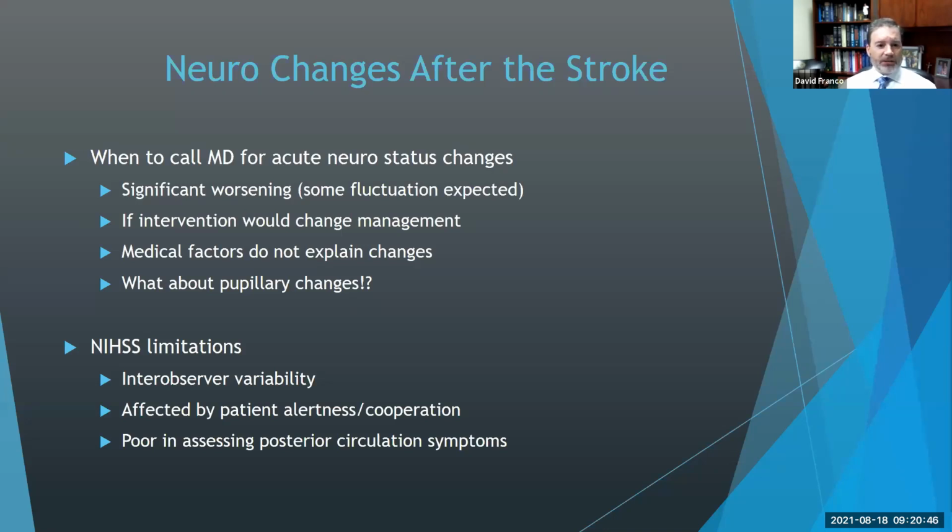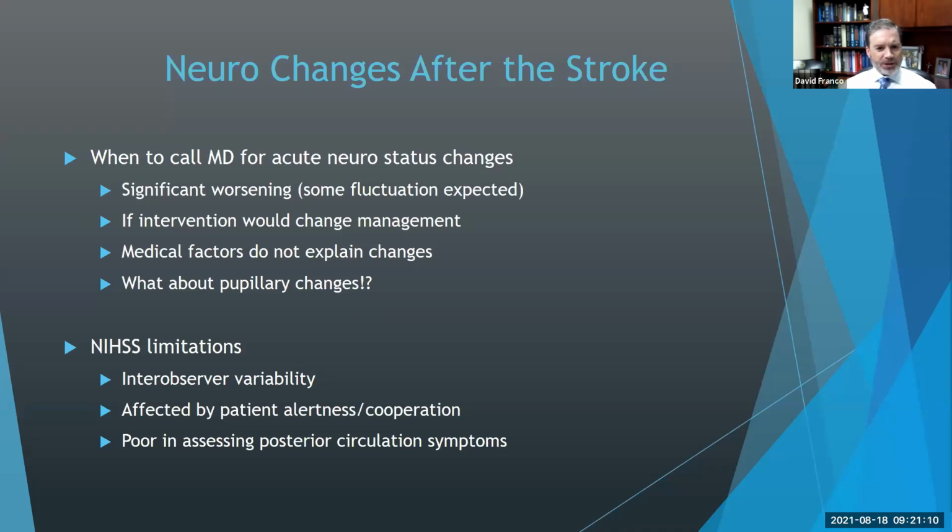Are there medical factors that would explain the changes? Was it something where we just got up and we got hypotensive and that maybe worsened their old deficit? But that should improve fairly quickly. Did we just give them medication? Did we check their blood sugar recently to see if that is unexpectedly high?